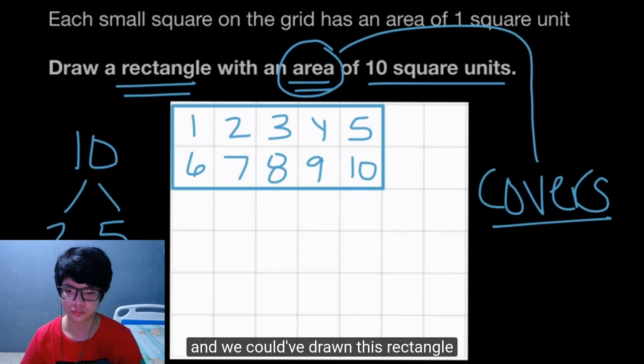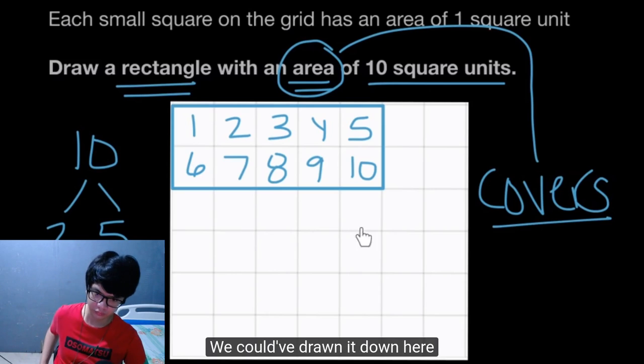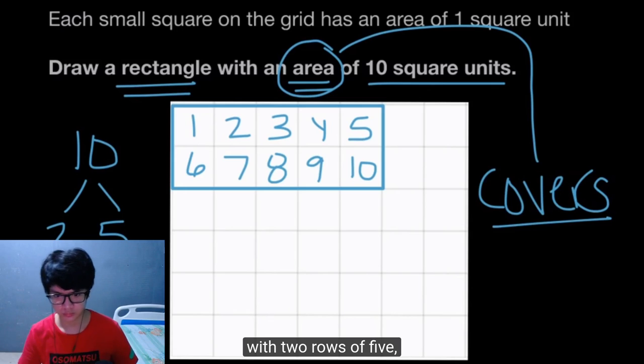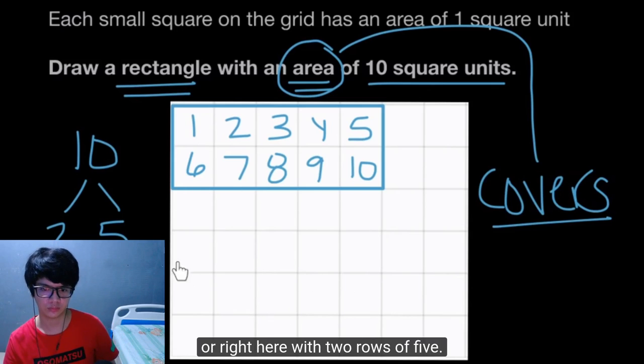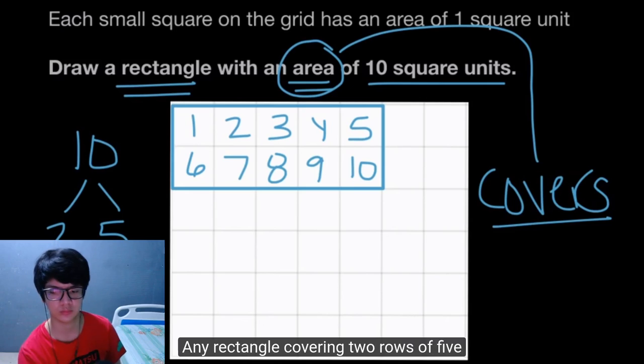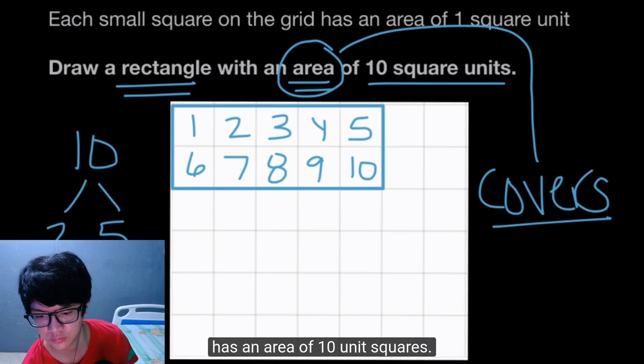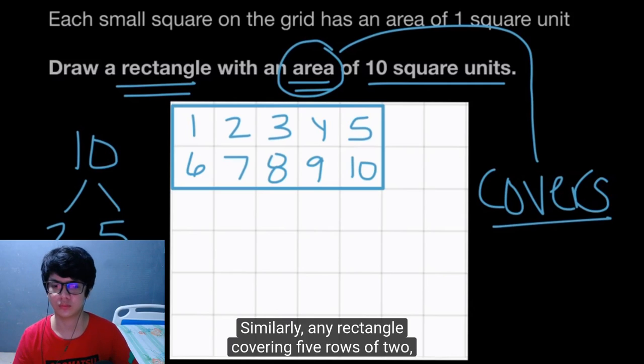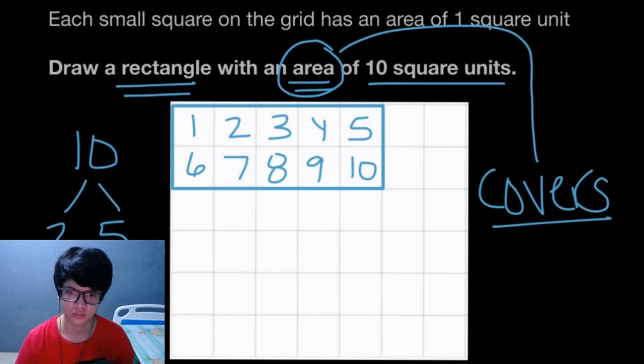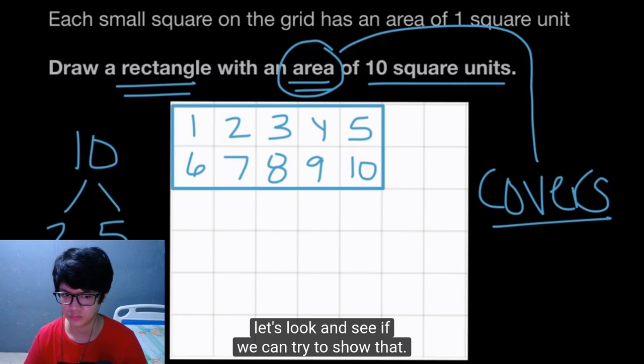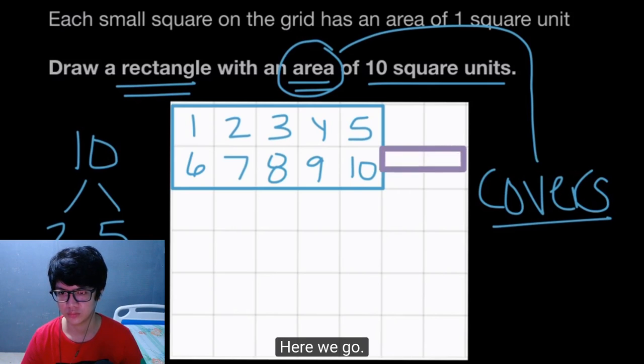And we could have drawn this rectangle anywhere on the grid. It doesn't matter, we could have drawn it down here with two rows of five, or right here with two rows of five. Any rectangle covering two rows of five has an area of 10 unit squares. Similarly, any rectangle covering five rows of two, let's look and see if we can try to show that. Here we go. Here's a rectangle.